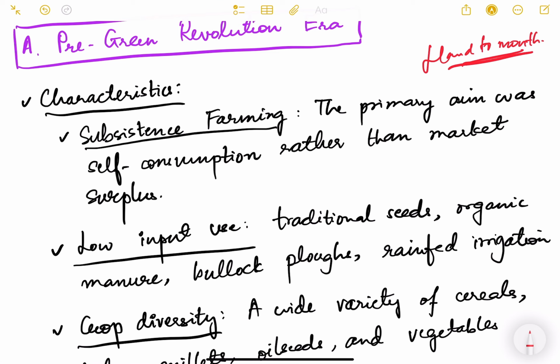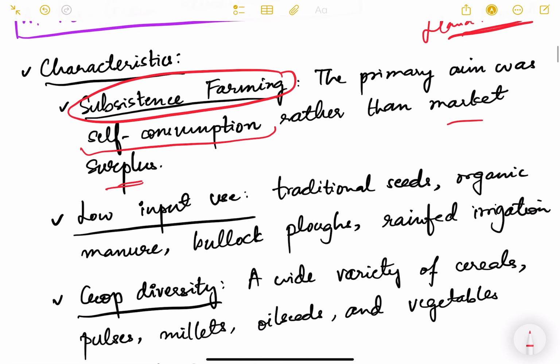Most of it was subsistence farming. Subsistence farming means that farmers used to produce enough to consume themselves and their families. For self-consumption they used to do farming, and not for selling in the market, rather than a marketable surplus. So this was the characteristic of this time.